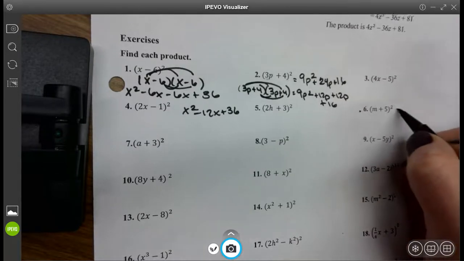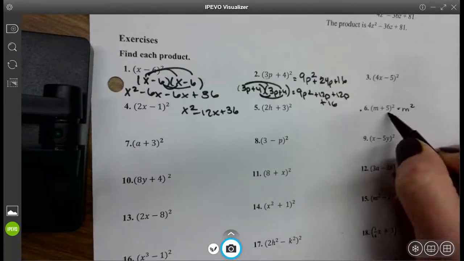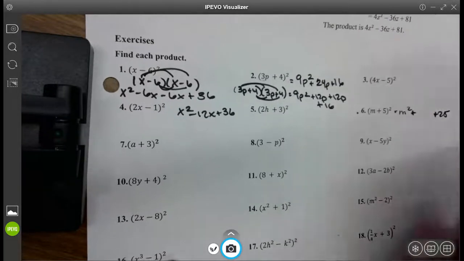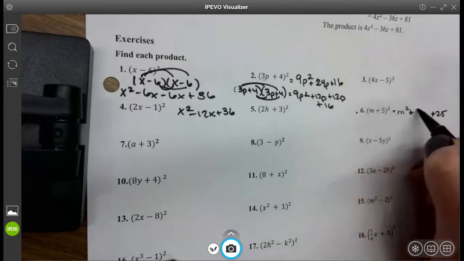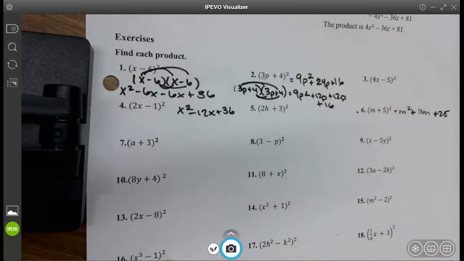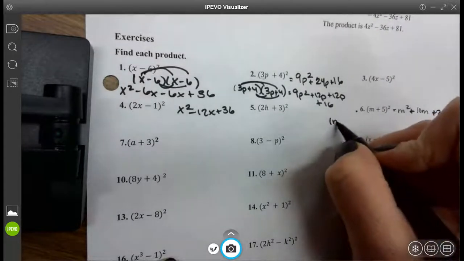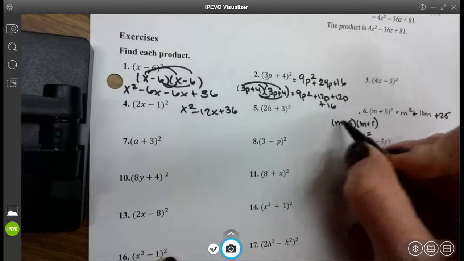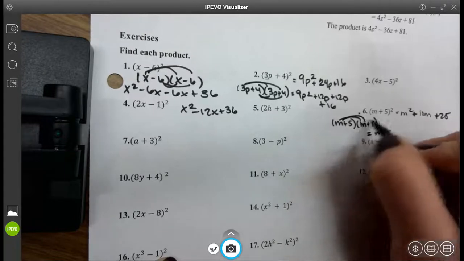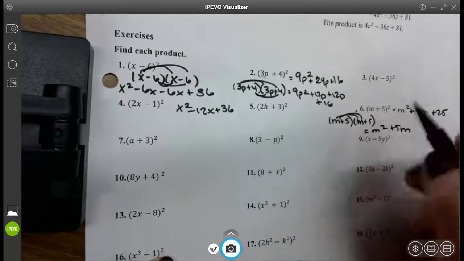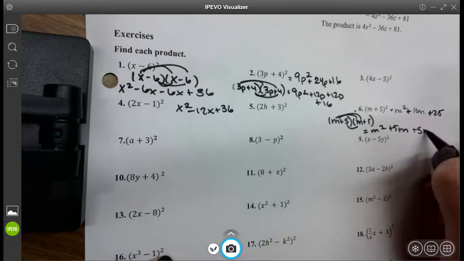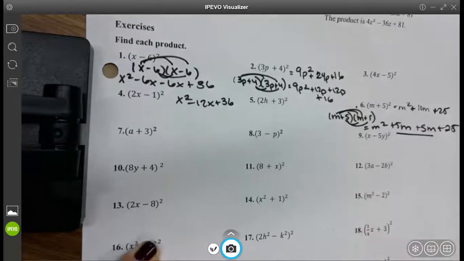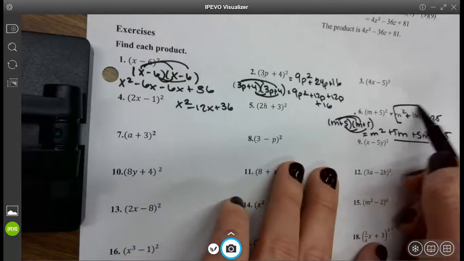Square the first. Square the last. It's all going to be pluses. And then 5m doubled, 10m. Let's see what we get. m plus 5 times m plus 5 is going to equal m squared, 5m, 5m, 25. Combine like terms. Yep, that's what you get.